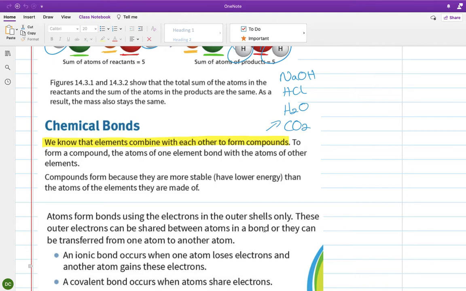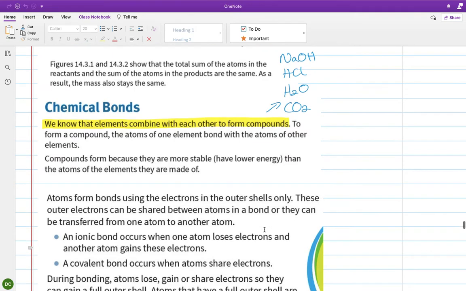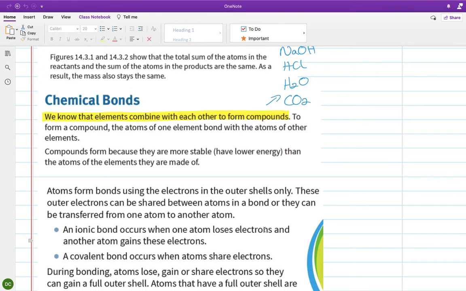To form those compounds, they have to bond. The reason they bond, I suppose that's quite important, is that they bond to make themselves more stable, to have lower energy. Normally the bonds in the compounds would have a lower energy and be more stable than the atoms alone. And we'll talk about that in a second.